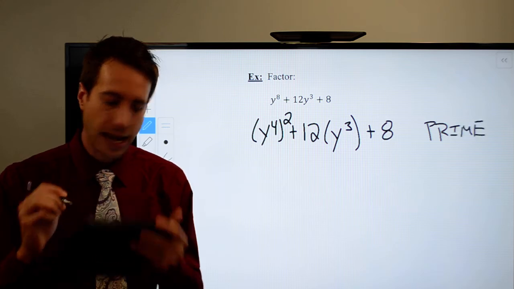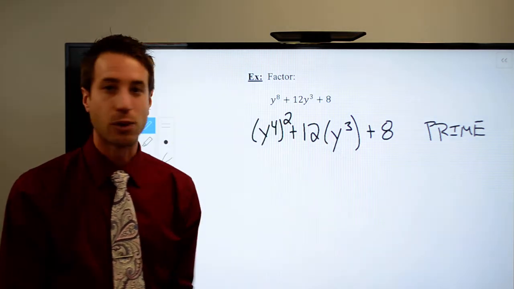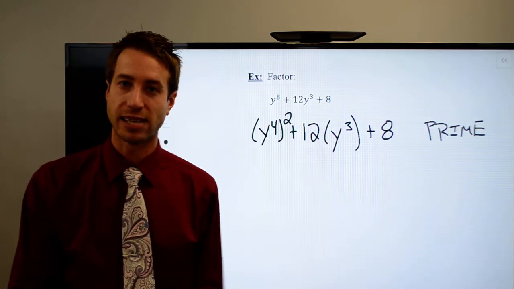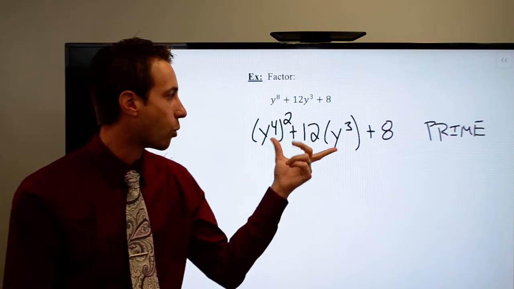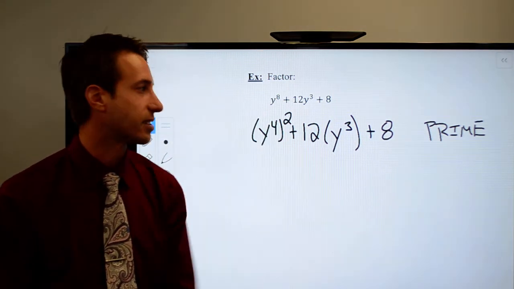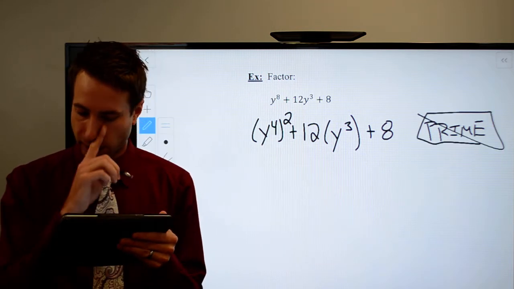There's no way I can do a u substitution for both y to the 4th and y cubed, right? U has to be equal to the same value. It either needs to be a y to the 4th and a y to the 4th, or a y cubed and a y cubed inside those parentheses. And since they're not the same, this method doesn't work, and so I'm left with prime.